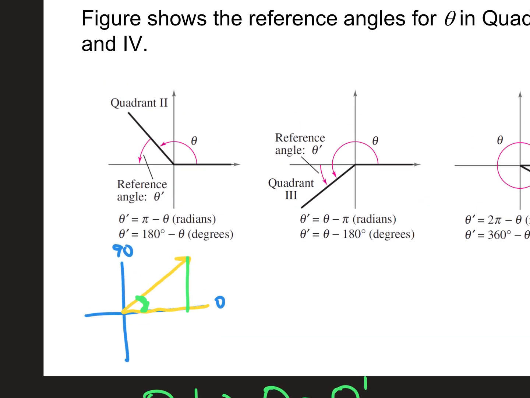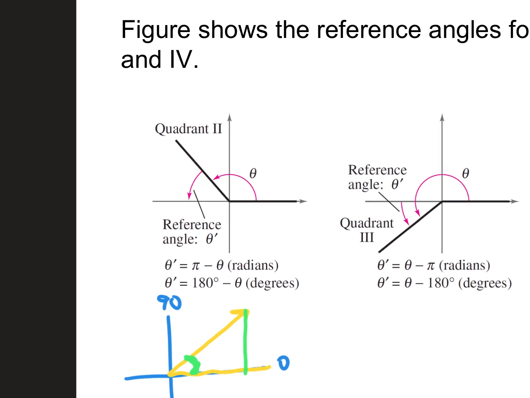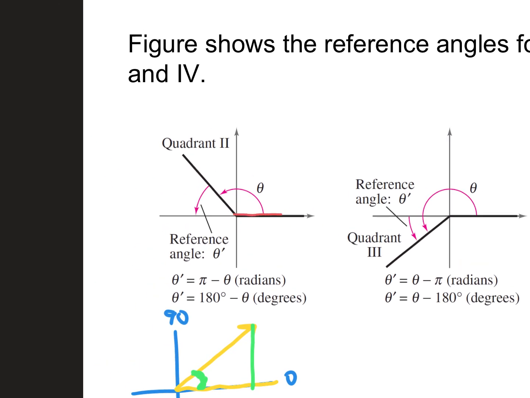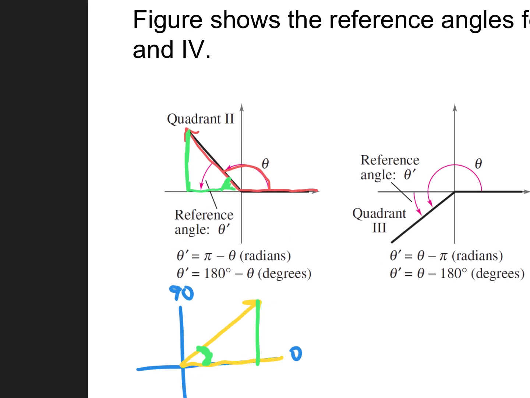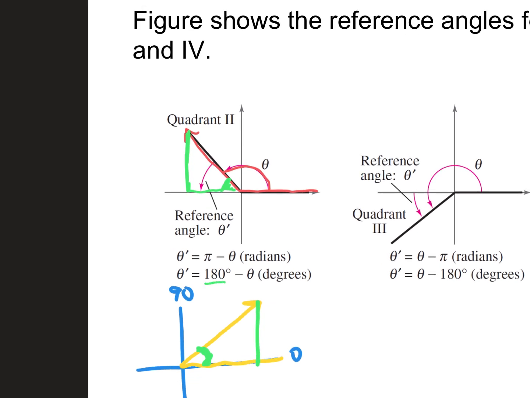So now we look at if the angle lies in quadrant 2. If our angle lies in quadrant 2, like right here, here is your angle starting here, here is the terminal side, so this is your angle right here. If you draw a vertical line from the terminal side down to the x-axis, you have created right here your reference angle. So to find the value of that reference angle, you take 180 degrees and you subtract the angle. If you are in radians, you take pi and you subtract the angle.